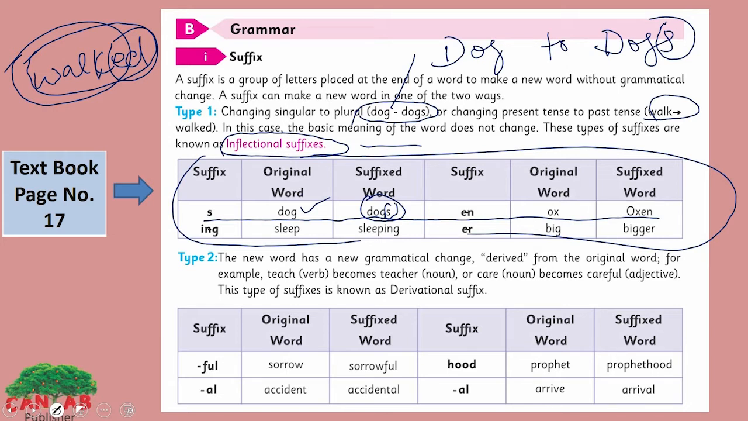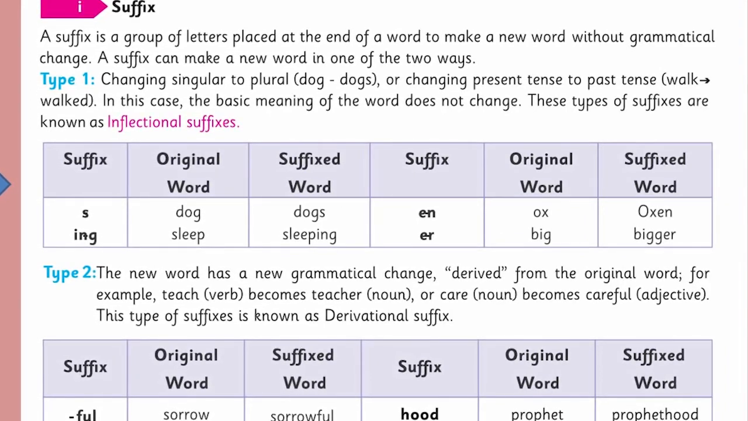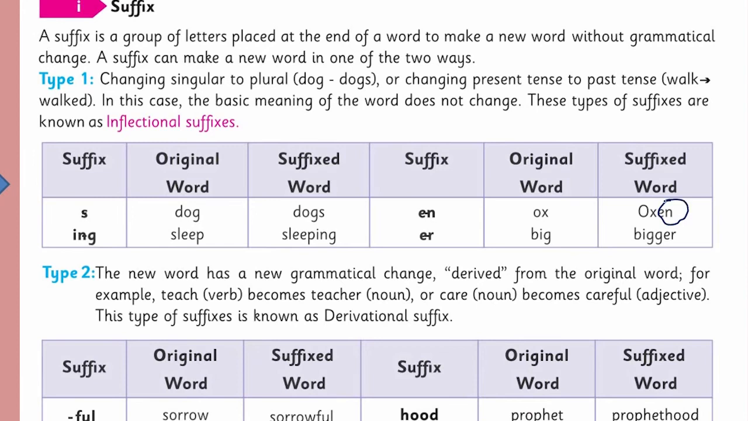Here, the original word is ox, and the plural form of ox will be oxen. So you can see the difference of spelling here. We have added en here to make it plural and s here to make it plural. These are called the suffix words. En and s here are called the suffix words, the additional letters, the inflectional suffixes.